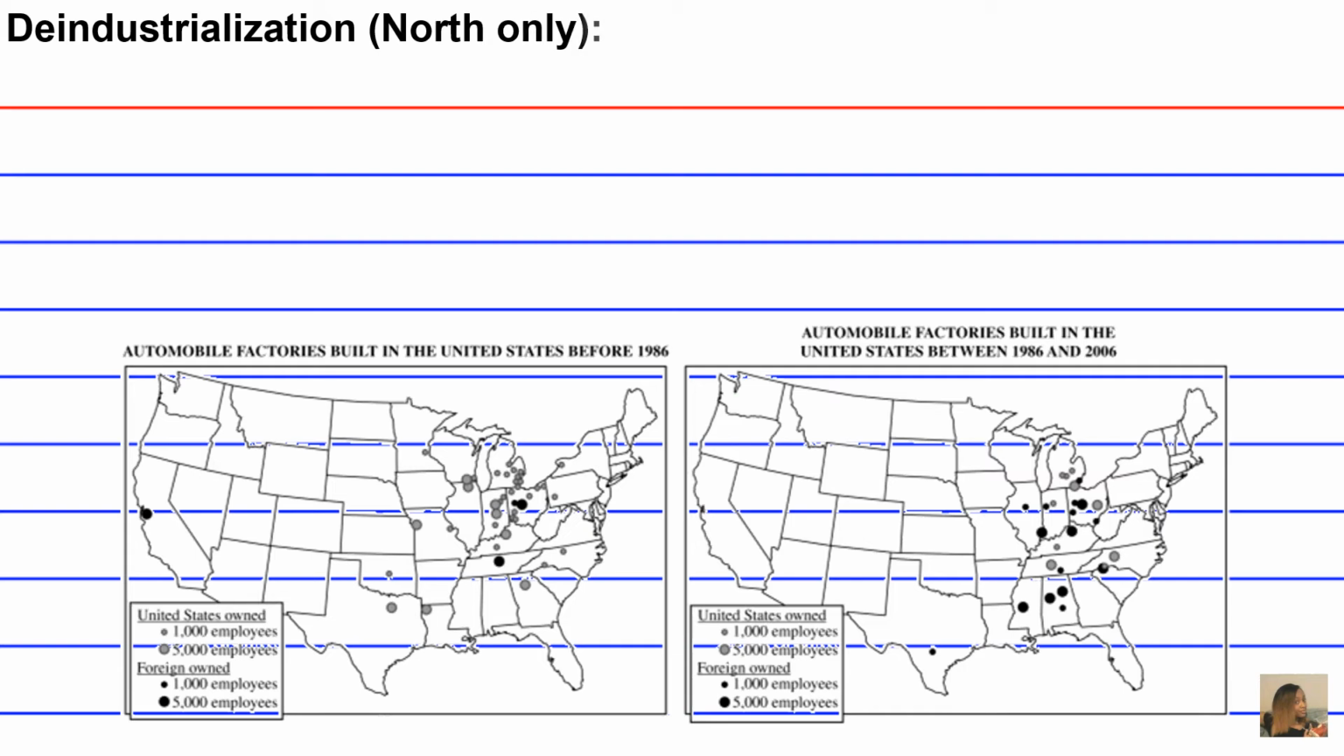Okay, a third factor is deindustrialization, and we're talking about the northern region only, specifically around the Rust Belt region. Okay, so I'll give you a moment to formulate and write out an answer. Press pause if you need to.